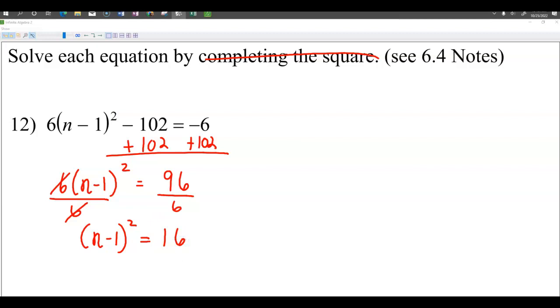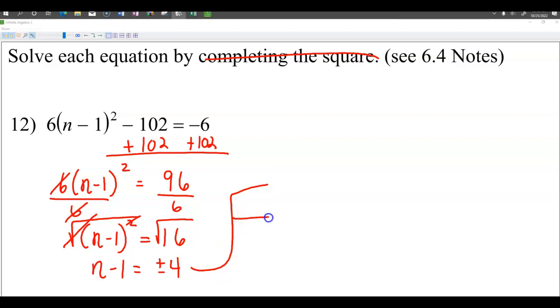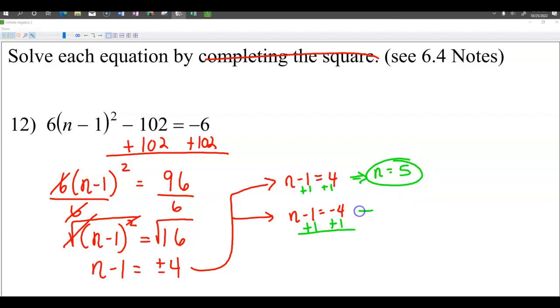All right. Next step is to take a square root on both sides. These cancel out. And when you take a square root, you don't want to forget that you do get a plus and a minus. Now, 16 is a nice square root. The square root of 16 is simply 4. So the next thing we're going to do is write two equations. We're going to have n minus 1 equals 4, and n minus 1 equals negative 4. And then we're just going to solve each one. So for that one, I get n equals 5. For that one, I get n equals negative 3.